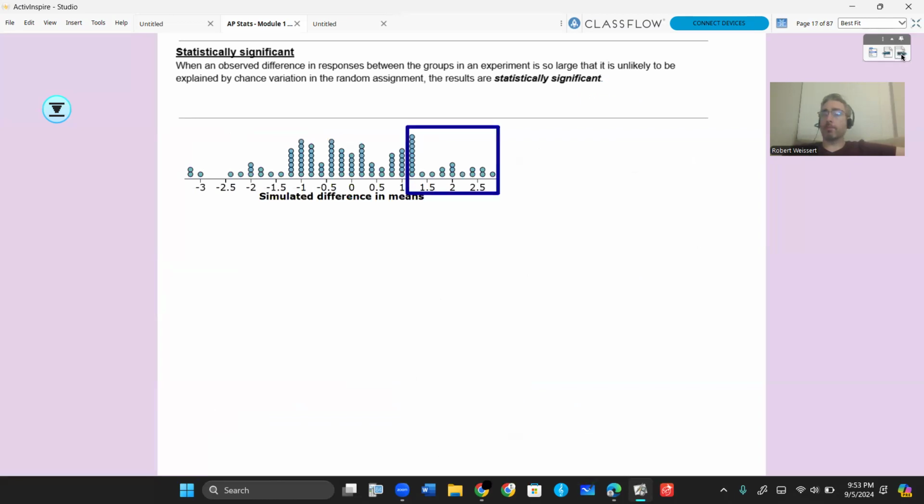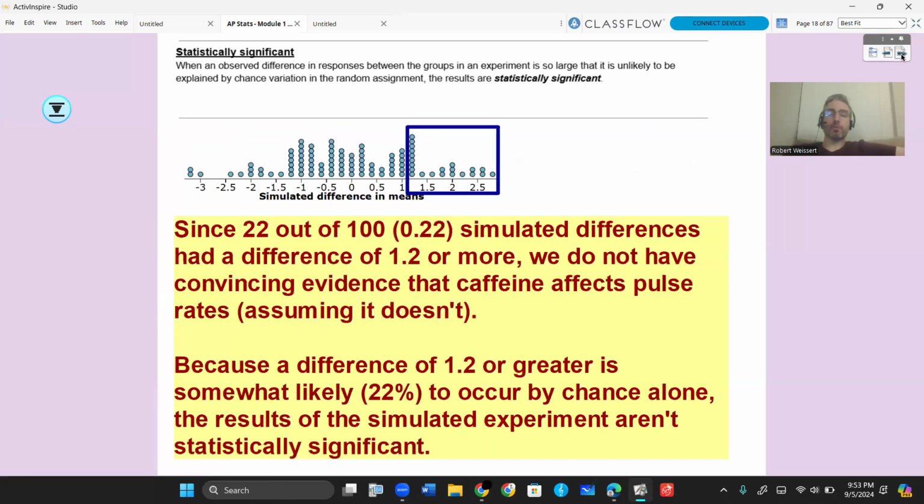Turns out there are 22 of them. Now, 22 out of 100, I have 100 points on here. It's a pretty big number, right? It's very easy to say that, hey, this could have been easily explained by random chance, okay? If I mix them all up, the chance of me getting a difference of 1.2 or greater just by random chance alone to the random assignment is pretty high, 22%.